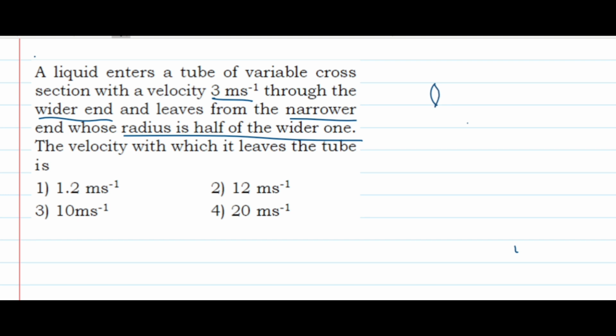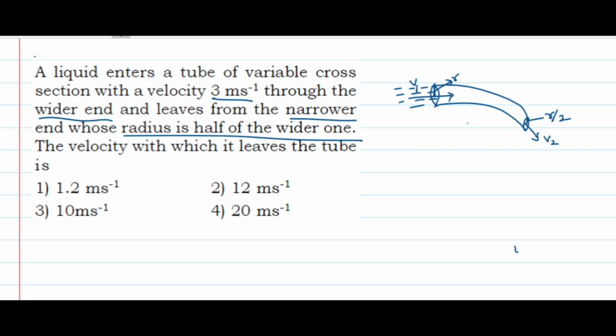Here one tube is given. Now here the fluid is going to be entering with the wider end. Let us take this radius as r, and here it is going to be leaving to the other end. This radius is given as r by 2, half that of the wider end. So the velocity with which the liquid enters this tube will be v1, and the velocity of the liquid leaving the tube we can take as v2.